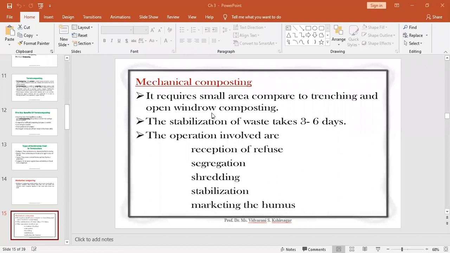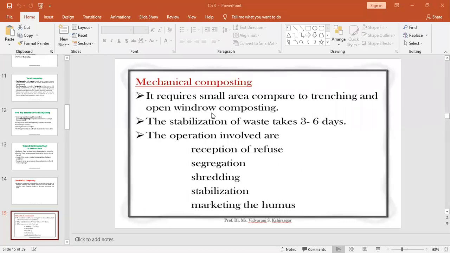Okay, mechanical composting. What I told, it is the faster process to decompose because we are converting the waste into small pieces. In mechanical composting, it requires a small area as compared to trenching and open windrow composting, because the time required for those is more. If time required is more, the area required is also more. The stabilization of waste takes 3 to 6 days.